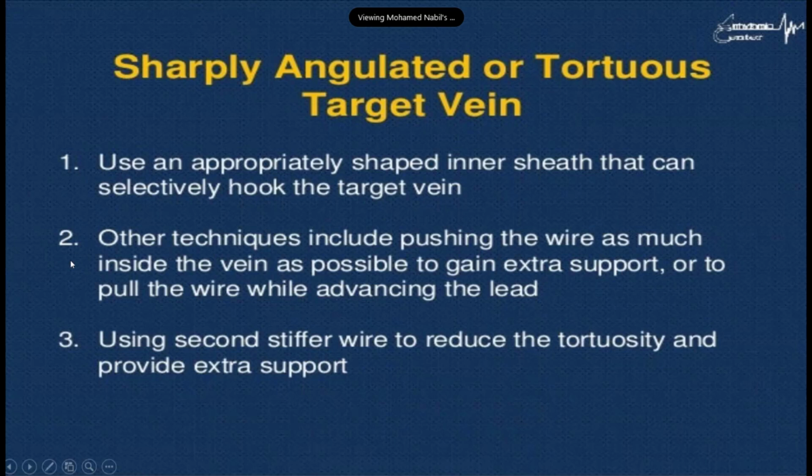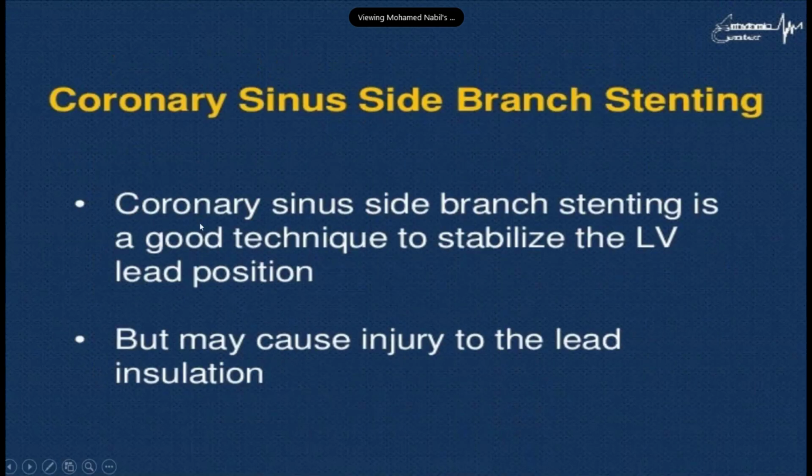You might use other techniques, like pushing the wire as far inside the vein as possible, or you can use a double wire for extra support. You can use a stiffer wire or harder wire to reduce the tortuosity and provide extra support. The last option you have is coronary sinus side branch stenting, but it may cause injury to the lead insulation. This is the last option you have for extra support.